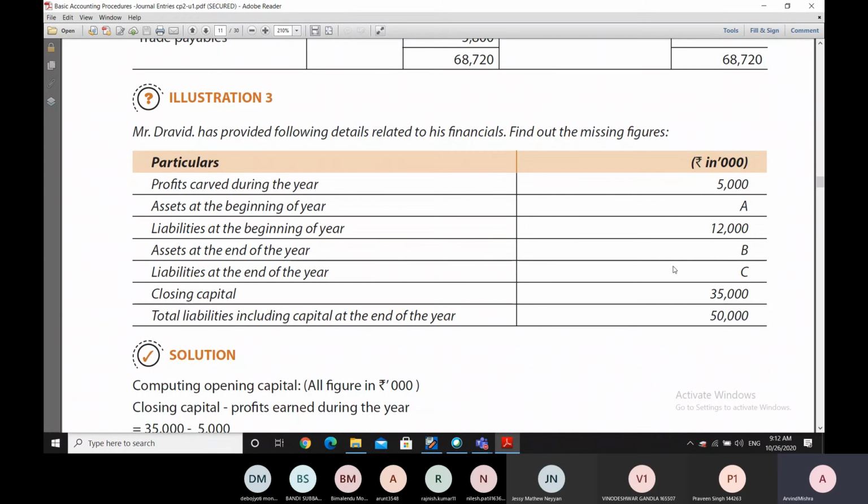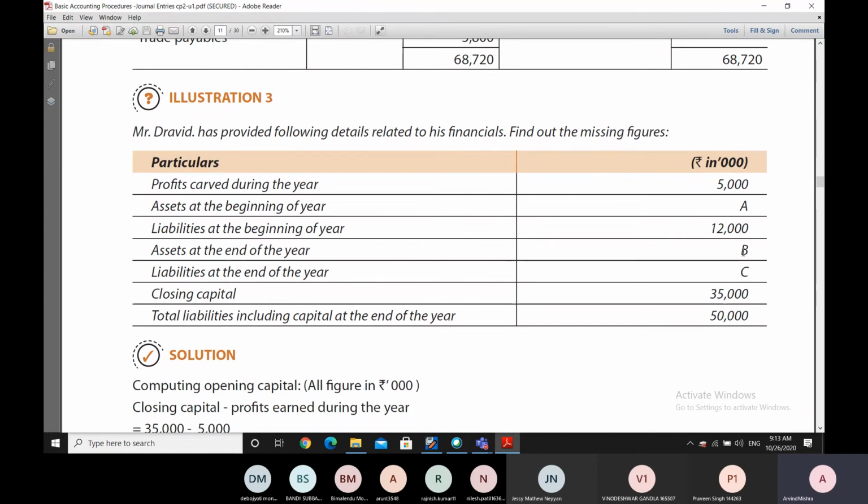And the missing figures, which means the assets at the beginning of the year, the assets at the end of the year, and the liabilities at the end of the year, have to be found out. Very clear that if we have the total of the liability including capital at the end of the year, it should be equal to the assets at the end of the year, which is 50,000. So total liability including capital at the end of the year, 50,000, is the same as the assets at the end of the year, because the balance sheet has to be balanced. So the figure B is clearly 50,000 here.